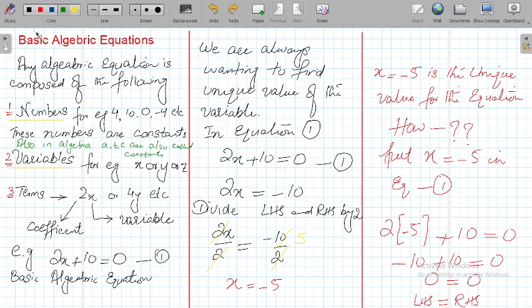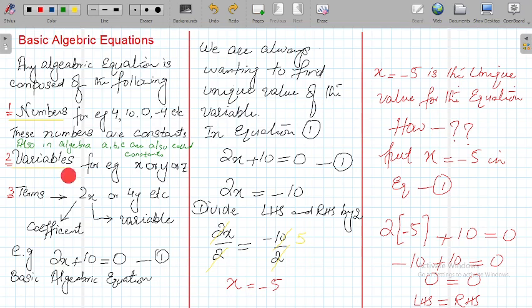Today our topic is to understand the basic algebraic equations. An algebraic equation is composed of the following. It has numbers. These are constants: 4, 10, 0, 100, minus 100, minus 10. All these numbers are treated in an algebraic equation as constants. Constants can also be in the form of a, b, c, so don't worry if a constant comes like ABC. This is also a constant and it can have a numerical value.